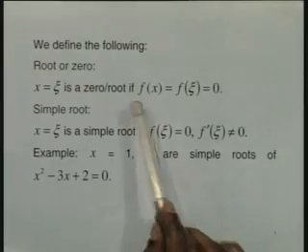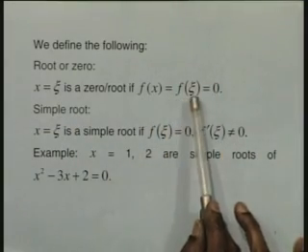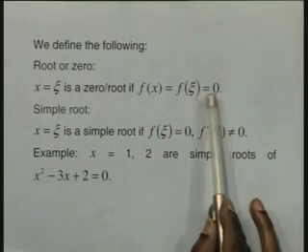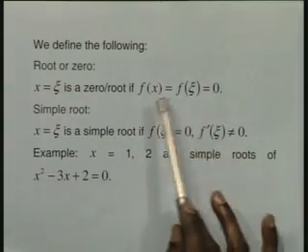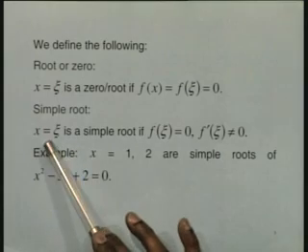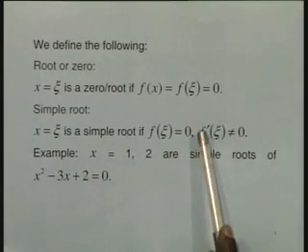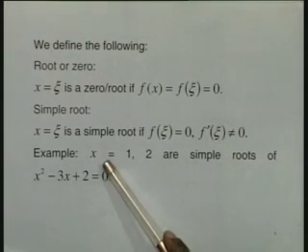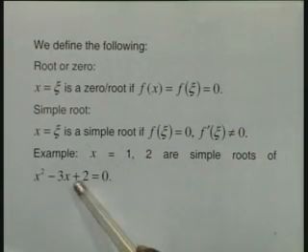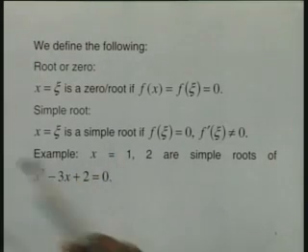We have defined a zero or a root of a function f(x) as any value x is equal to xi which satisfies the equation, so that f(xi) is equal to 0. Now, we would like to distinguish between a simple root and a multiple root of a given polynomial or a transcendental function. If x is equal to xi is a simple root, then f(xi) is 0, but its derivative f dash of xi is not equal to 0. As an example, x is equal to 1 and 2 are simple roots of this polynomial equation, which can be factorized as (x minus 1) into (x minus 2).